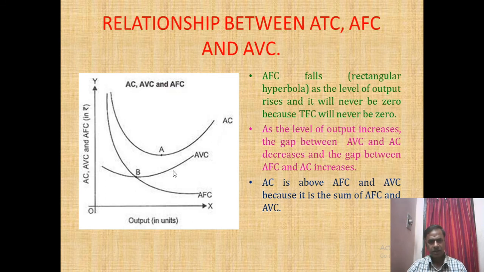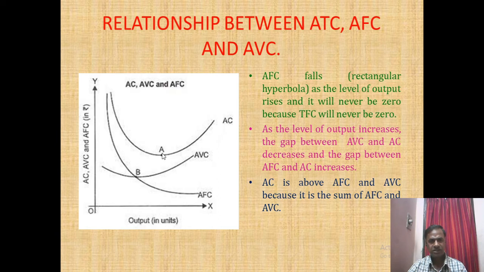The AVC reaches the minimum point before AC. You see here. How to say before AC? You draw a line from B to x-axis and A to x-axis. So the AC attains its minimum point at the larger increased level of output.